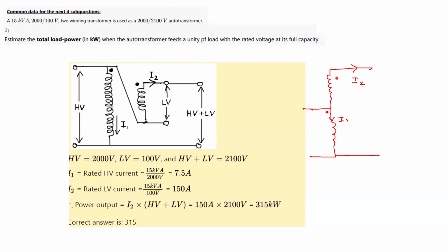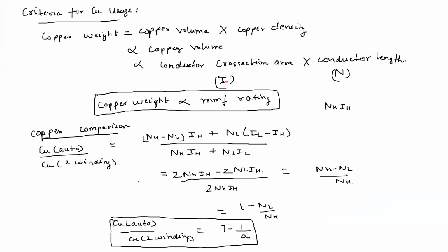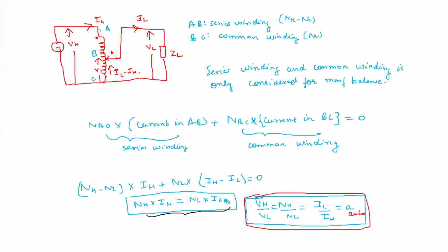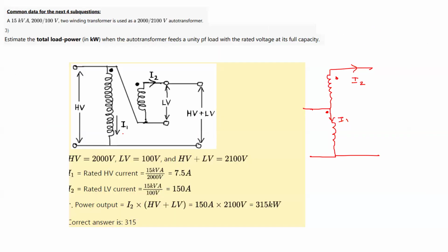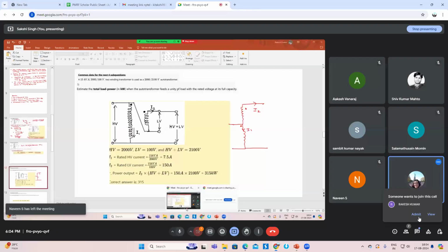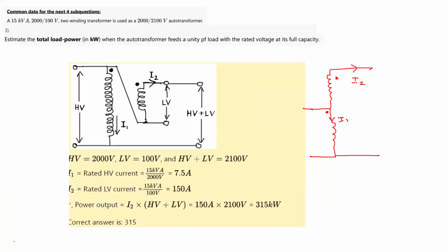Be very careful. They have not given it exactly in the terminology which we have followed, so don't get confused. In the common winding we took it as IL minus IH, but in this BC winding, they have given some current like IH. So do not get confused. Just see where they have given what. For that, draw your diagram clearly and then write the things. Here, in the common winding they have given it as I1, and in the series winding the current flowing is I2.